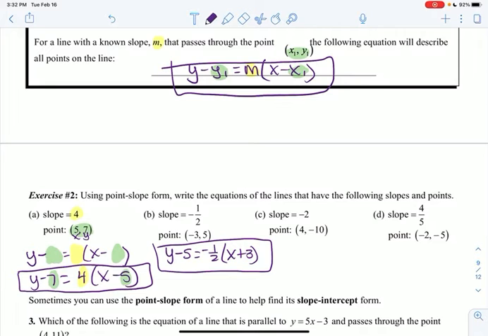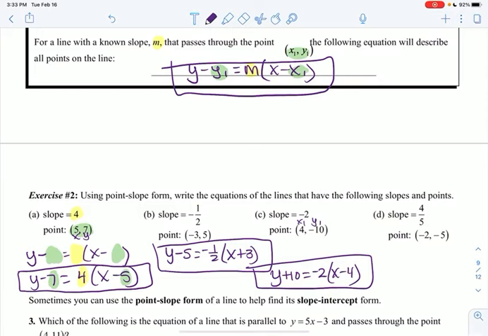So the big thing is you have to remember to change those signs. Okay, let's look at C. So again, this is my x1 and my y1. So y minus negative 10, which is y plus 10, equals my slope, which is negative 2, parentheses x minus 4. Again, that's my answer. I don't need to do anything more with it.